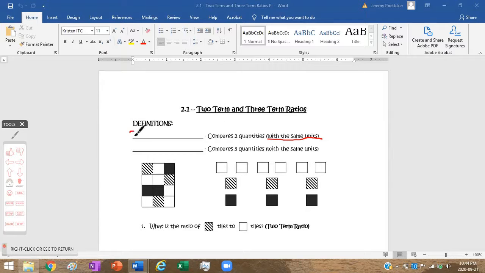Important when we're dealing with these, when we have a ratio, it's something with the same units. So if we're comparing two quantities with the same units, it's a 2-term ratio. Alright, surprise, surprise, if we're comparing 3 quantities with the same units, here we're looking at a 3-term ratio. Use some ditto marks and away we go.